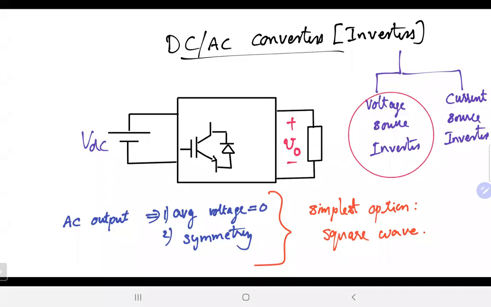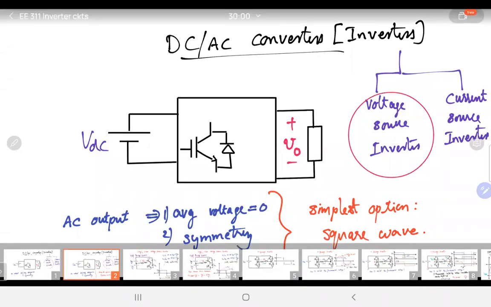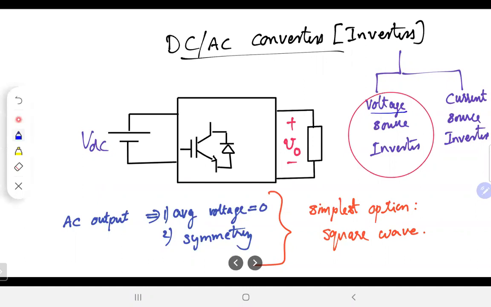So in the last class, we've looked at the simplest DC to AC converter. In the context of the converter, we talked about what we call the voltage source inverter, where the source is a voltage stiff element and the load is typically a current stiff element.